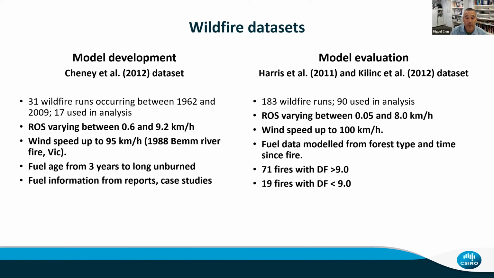And this particular data set, fuel data, came from modeling fuel accumulation curves that took into account forest type and time since fire. For this data set, we had 71 wildfire runs with drought factor more than 9 and 19 with drought factor less than 9. And then later it will be clear why we are separating these drought factor fires.